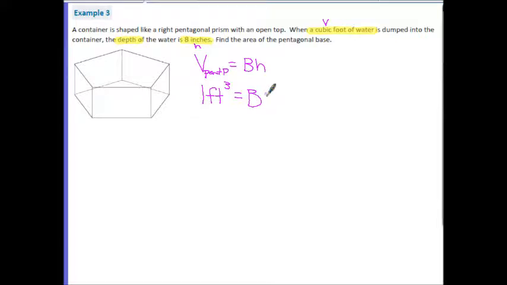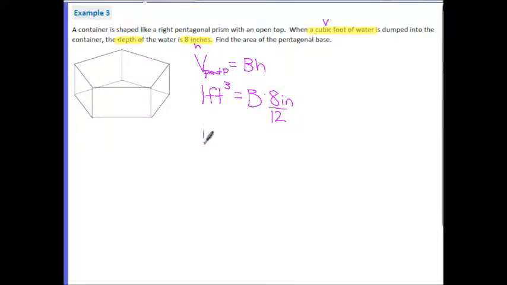We don't know our base, so we're going to leave that as capital B. And then I do know that the depth of the water, or the height of the prism, is going to be 8 inches. And what you should notice at this time is that we have an issue. We notice that this is in cubic feet, and this is in inches. If this was feet in feet, it'd be fine, or inches in inches, it'd be fine. But we need to make sure that these are the same, and they're not. So we need to change one of them into the other. Now, a lot of people like to turn feet into inches because they know they can just multiply by 12. But you have to remember that this is not just feet, it's cubic feet. So I'm actually going to choose to turn my 8 inches into feet by dividing by 12.